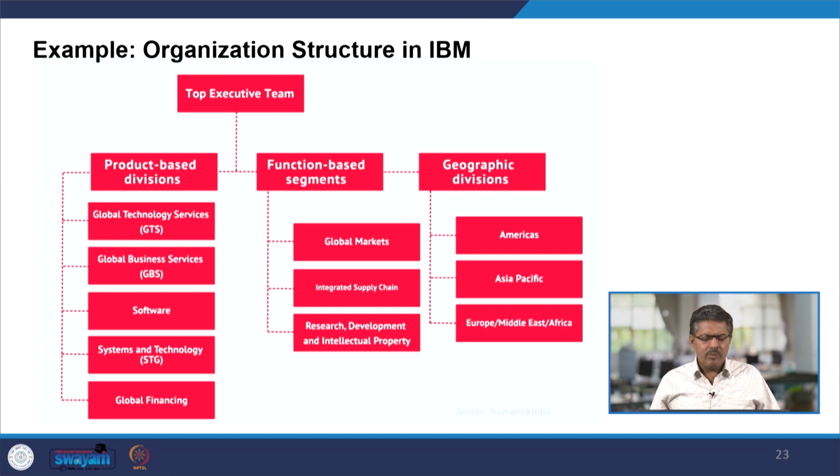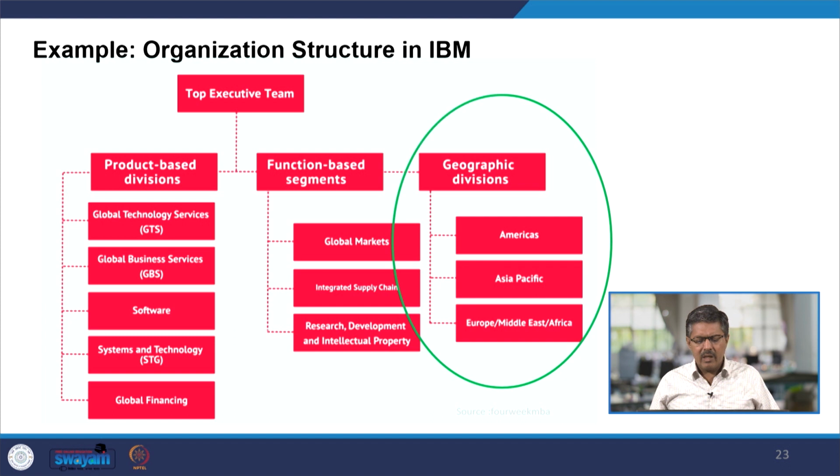Look at this example. For example, this is the organizational structure in IBM, although it has a product based, function based and geographic based structure, but let us look at the geographic based division. So, they have America, Asia Pacific, Europe, Middle East and Africa. So, they have divided the market accordingly as per the countries and the continents that they are looking at, and obviously there will be subdivisions because these are too large in size.